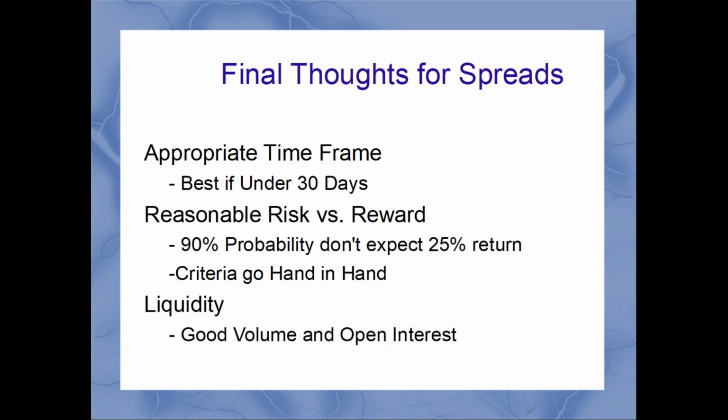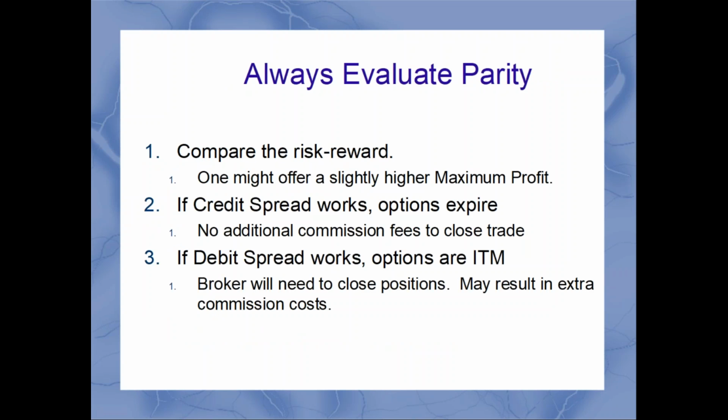Reasonable risk-reward. Don't expect to find positions with under a 10 delta or a 90% probability, which we use at Power Options, and expect a 25% return for a 5-day trade. The criteria go hand in hand. Our tools will help you find those spreads if they exist, but you've got to have a reasonable expectation for your position. If everything could be found having a 95% probability and a 25% return on a 5-day trade, well, everyone would be trading spread trades. There's a reason why not everyone trades spread trades. And of course, liquidity: you want good volume, good open interest.